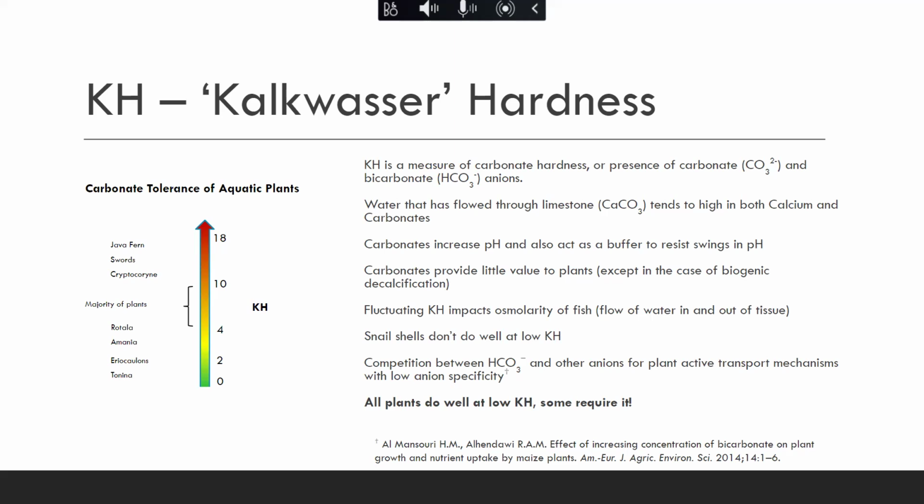Hornwort, yeah. I think there are forms of it, and it's a pest plant, so a lot of us don't have that in our tanks either. But Elodea, I think, also is one that tends to do better at high KH. Pogostemon helferi, yeah, high KH, yeah. That's my next slide.